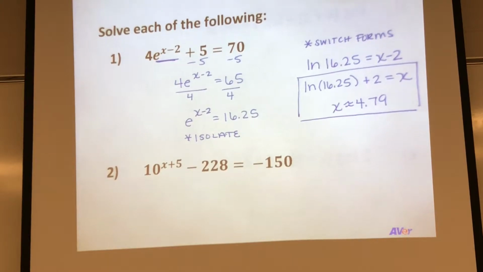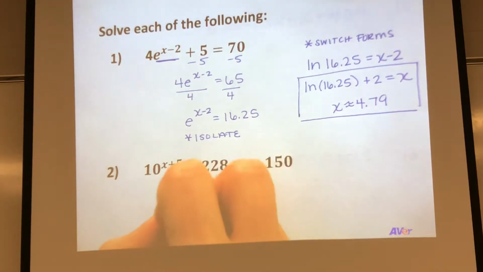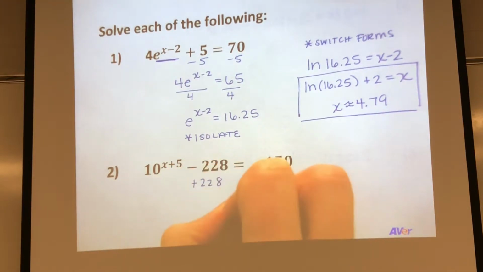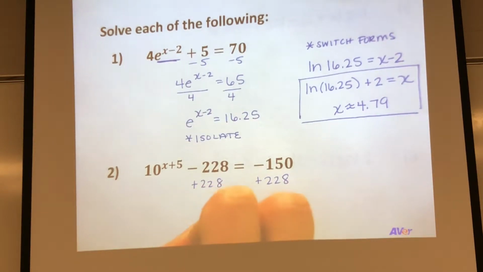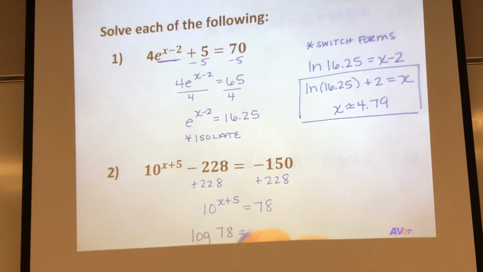So keep in mind, we want to get the power, the base and the exponent, by itself first. And then after we get the power by itself, we will switch forms. So we're going to switch to log form. This time we're going to use the common log because we have a base of 10. So we have log of 78 equals x plus 5. Notice how it's equal to the exponent.